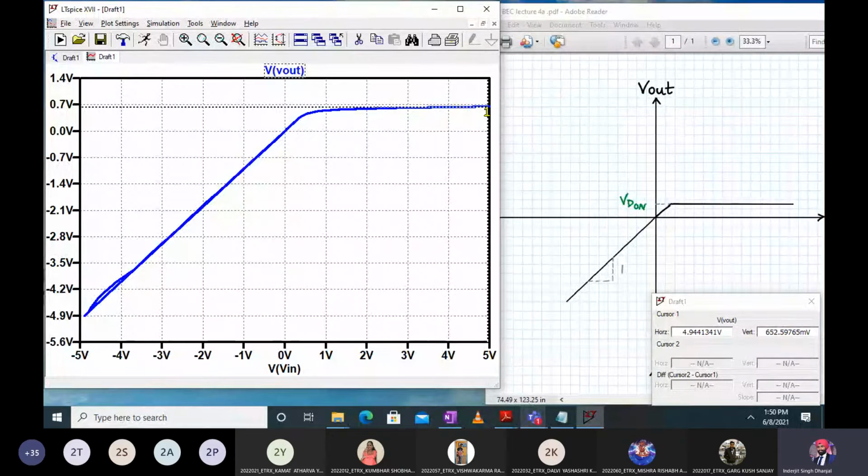We can fairly see that this VTC curve is almost exactly matching, and here it is around 653 millivolt. It is reaching that value. Everyone following? This and this are the same. So this is how you determine the voltage transfer characteristics of a clipper circuit. Everyone thoroughly understood? Because understanding one clipper circuit is very, very important. Rest all are variations of it.